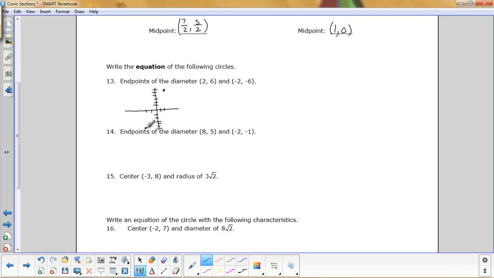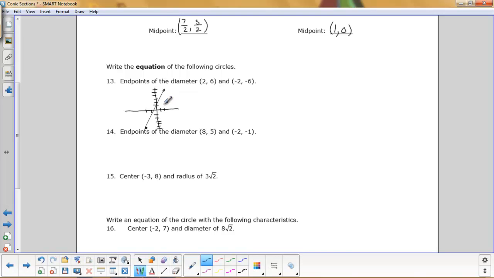Now, I prefer pictures because the pictures really help determine what your conic section is going to be. Since this is a diameter, I draw my line there. That means that my center is somewhere on this line right here, okay? Technically, it's halfway between these two, so that's why we're going to use the midpoint formula to determine that, okay?